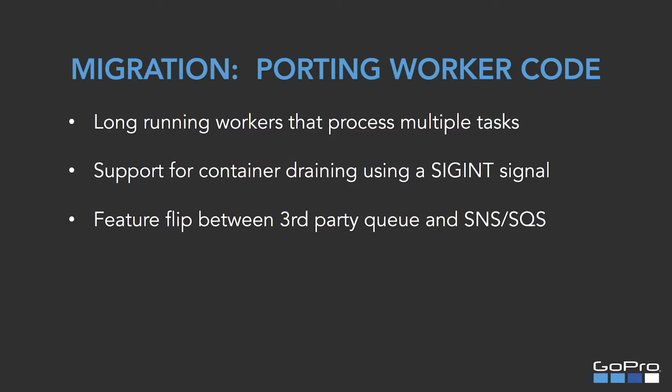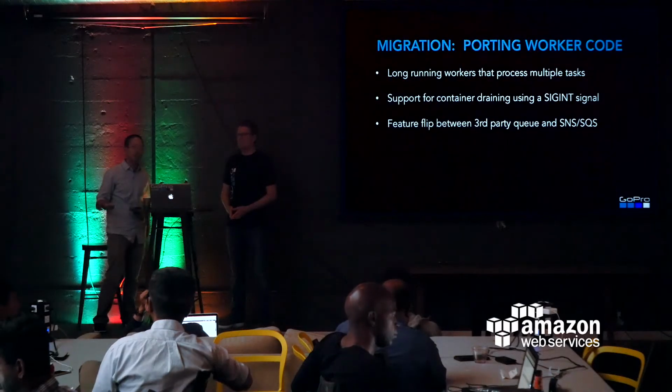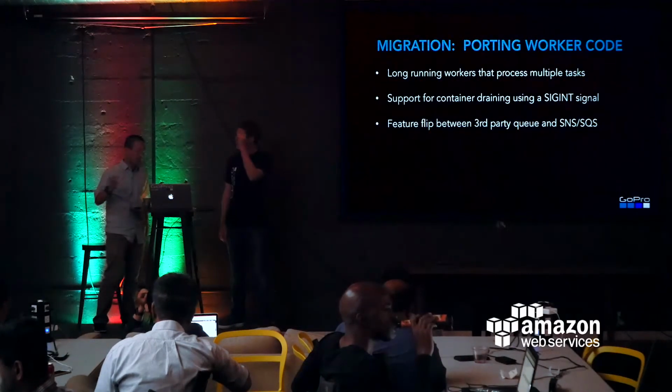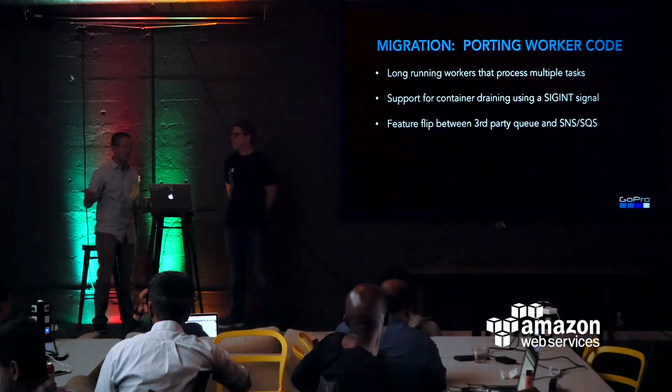Let's talk about the developer side of this migration. Porting code: just to give you a little context, like I showed you earlier, we process a lot of media, and this media takes time to process. As a result, we have these long-running workers doing all these tasks, and it takes time to launch them. So ideally, we like them continuously running, and they may be doing multiple tasks at a time. Another thing we had to support was draining. That's after you downscale. And I'll show you later that it wasn't a big change for us.